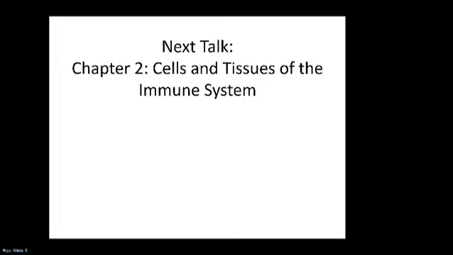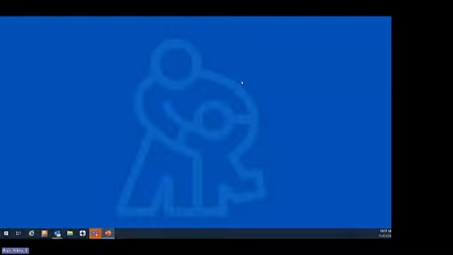All right. We know that the next talk will be on chapter 2, cells and tissues of the immune system. That chapter is longer than the first one, but was definitely simpler and easier to read. Chapter 2 has a lot of other details of the anatomy of the immune system. So we'll be talking about that in the next lecture. But we do have some time.